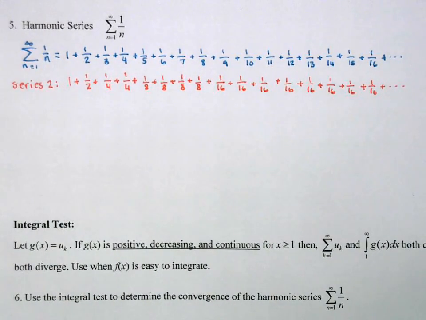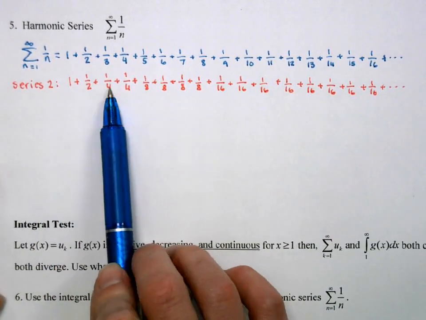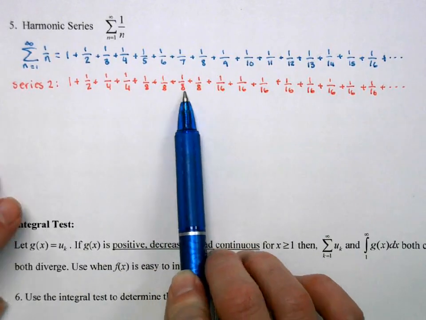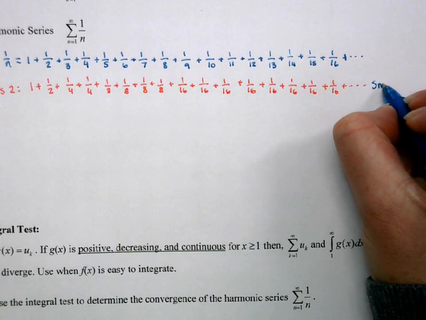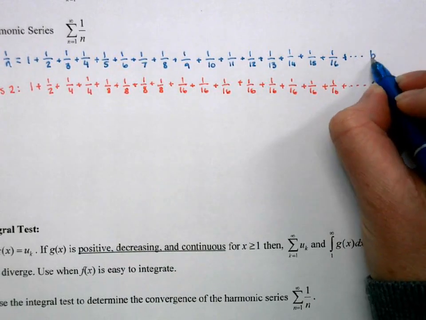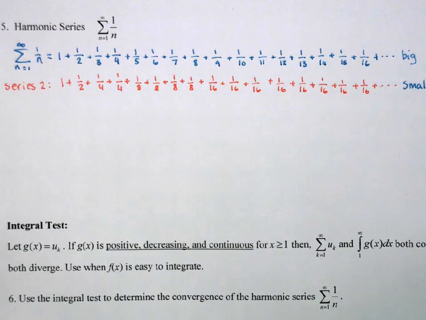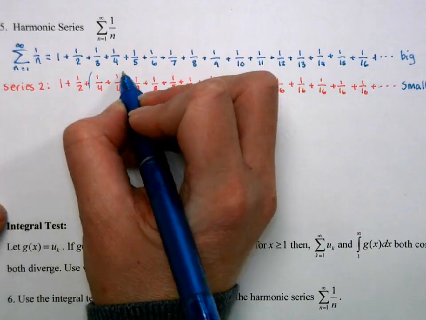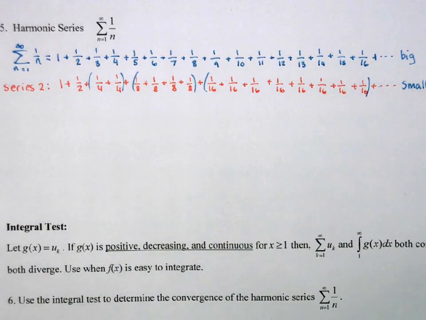Okay, so if we look at these terms, we have same, smaller on the bottom, same, smaller on the bottom, smaller on the bottom, smaller on the bottom, and so on. So of these 2 series, this is my small series, this is my big series. Okay, well, this second series here, I'm going to rewrite by combining the things that have the same denominator.